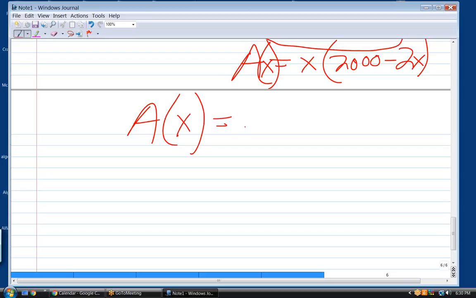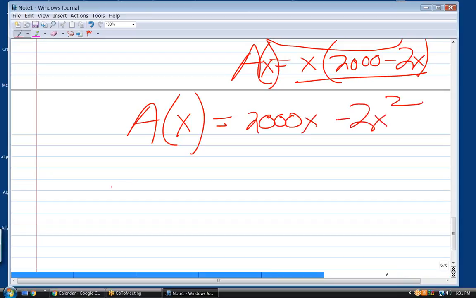First, multiply them together. In other words, before you can take the derivative of that, you want to multiply them together. Saad, did I lose you or are you still there? No, I'm still here. Okay. So multiply x times what's in the parentheses. 2,000x minus 2x squared.